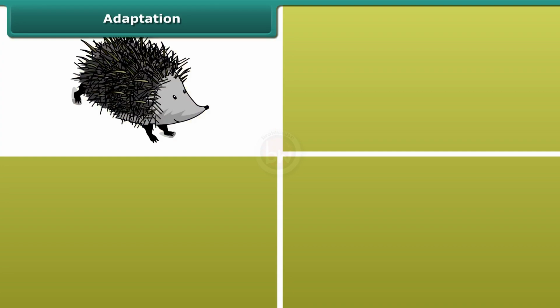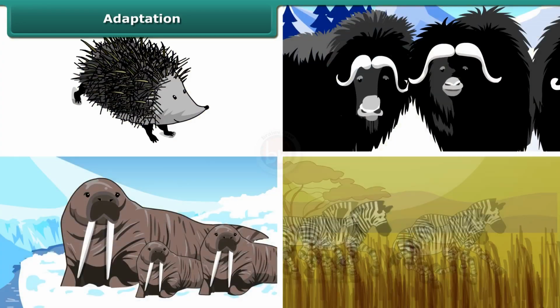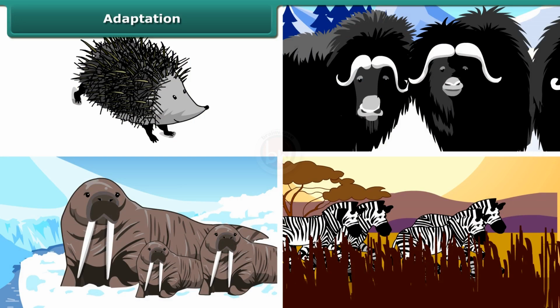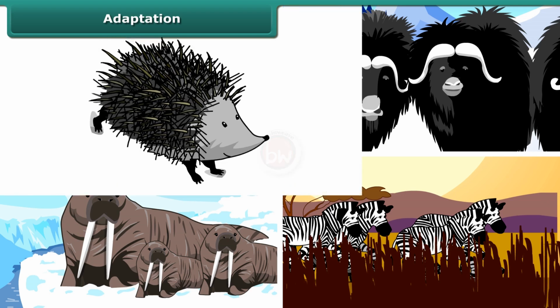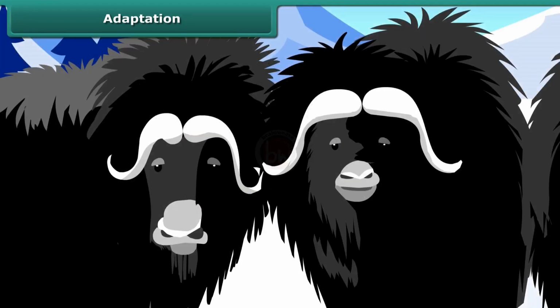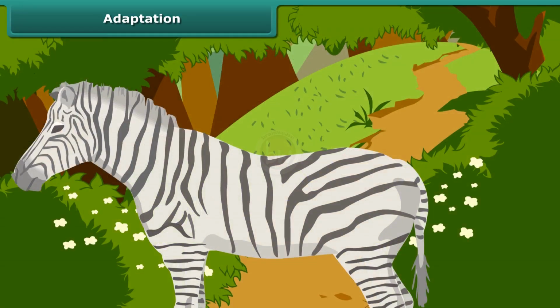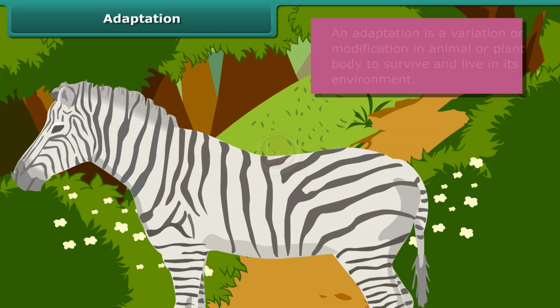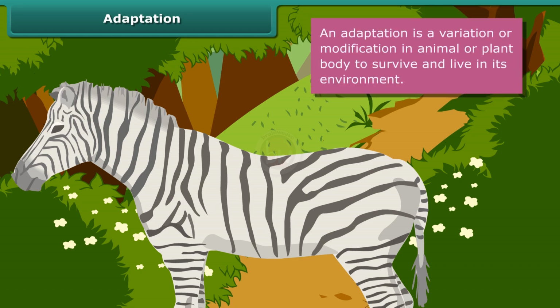Animals like porcupine, yak, seal, and zebra have different types of physical features to survive and live in their surroundings. Porcupine has needle-shaped quills, yak has thick fur, zebra has striped skin, which can be easily mistaken for bushes. These specific features are known as adaptations. An adaptation is a variation or modification in an animal or plant body to survive and live in its environment.